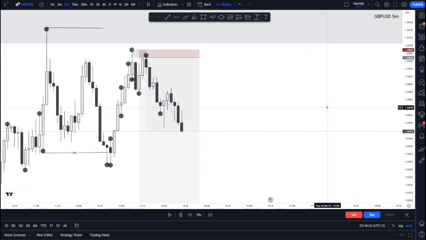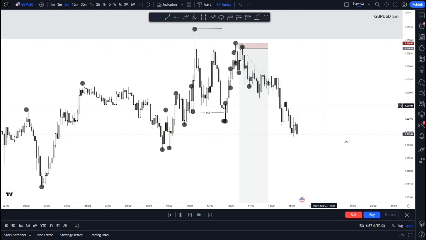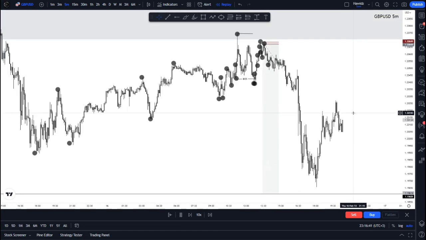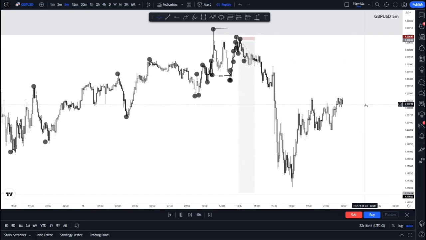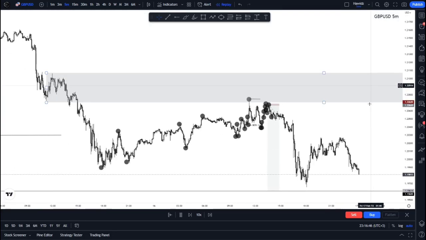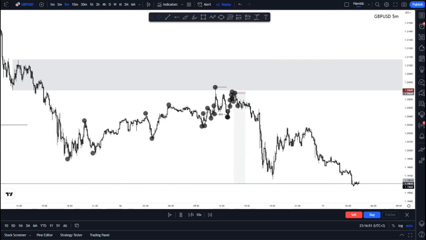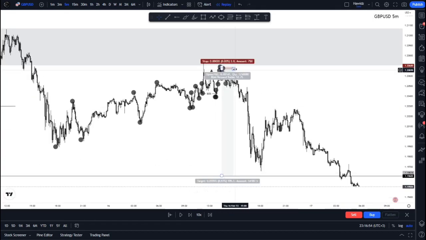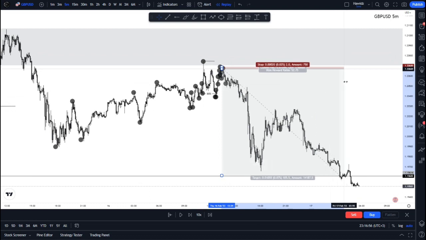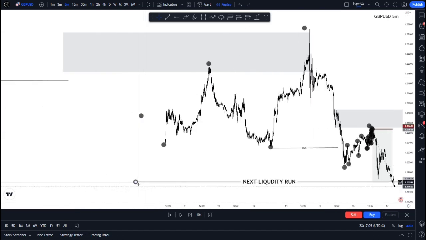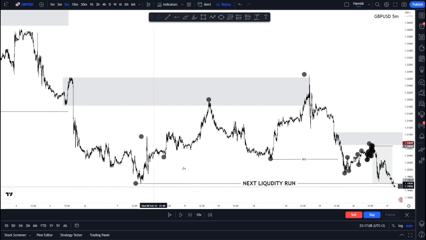So price now just goes down with news moves and whatever that is. Of course price plays around, and there's our take profit target being hit right there. Boom. That's our take profit target being hit, which is actually this overall low in here that we termed as our next liquidity run, which has now been liquidated.